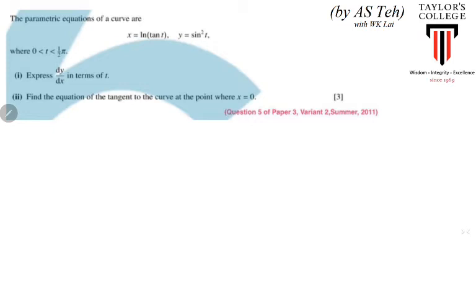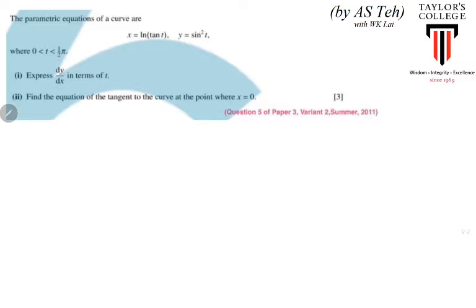Okay, hi everyone. So in this example, we're given parametric equations where x is a function of t in the form of log to the base e of tangent t, while y is equal to sine squared t. We're also given the range that is valid, from 0 to pi over 2. And we're supposed to find the dy per dx of the equation in terms of t, and then find the tangent of the curve at the point where x equals 0.